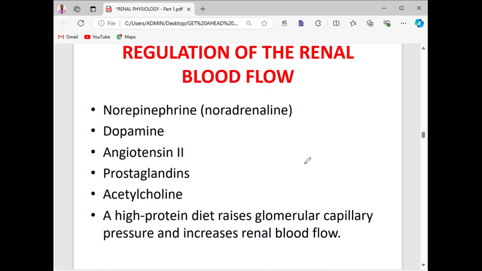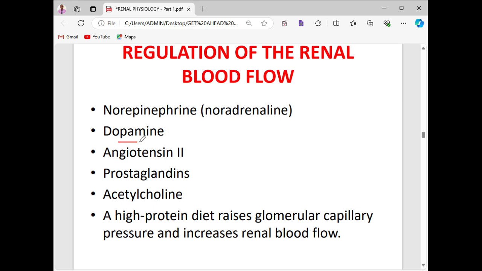Now when we talk about regulation of renal blood flow, we have things like norepinephrine. Norepinephrine basically constricts the renal vessels, with the greatest effect of the injected norepinephrine being exerted on the interlobular arteries and the efferent arterioles. Then we also have dopamine.